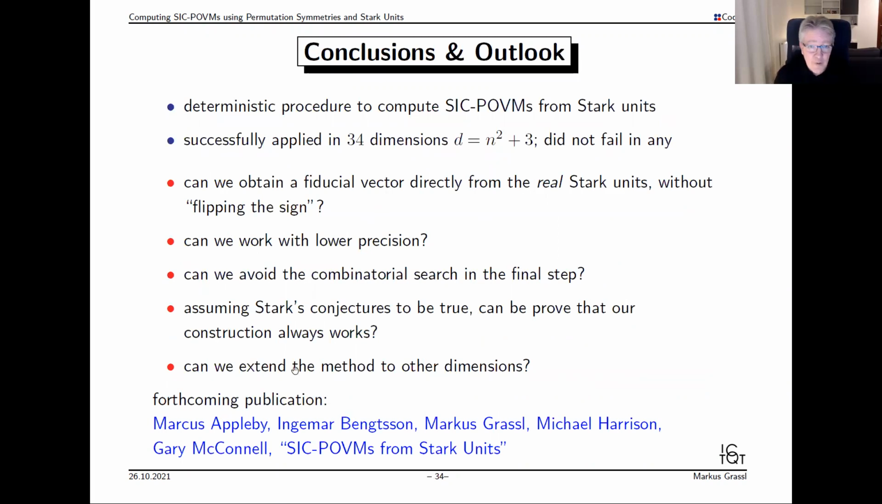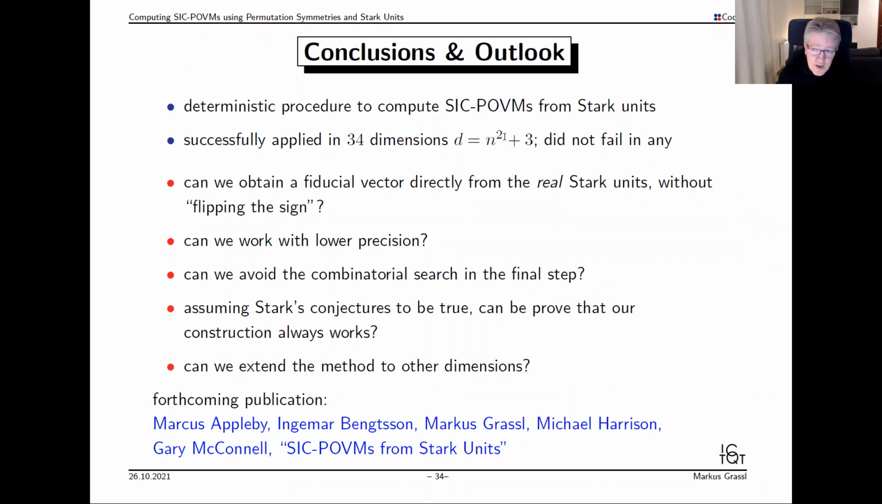So to summarize, we have a deterministic procedure. Yet, of course, the dimensions we are reaching here are getting so big that deterministic procedures are taking very long. And they are also only partially deterministic in the sense that we don't know a priori which precision we need to compute that Galois polynomial. So that's a bit of an obstacle. As I already said, we didn't find any dimension for which our procedure failed.